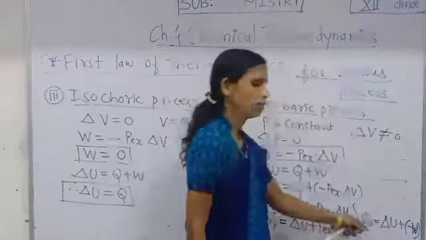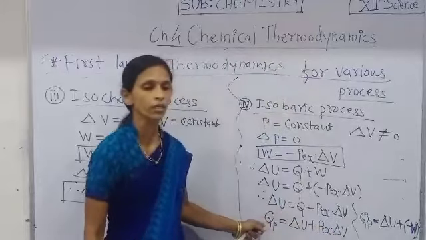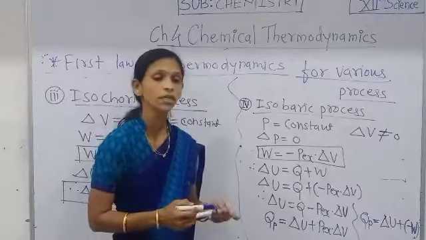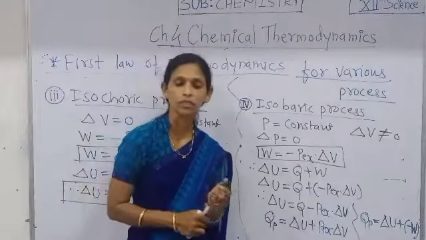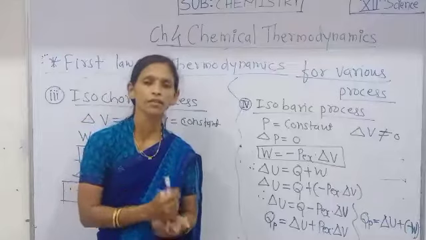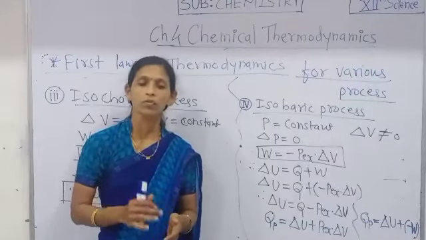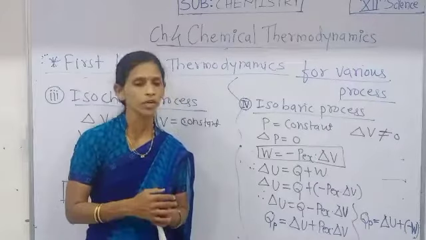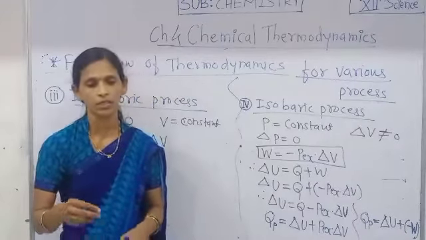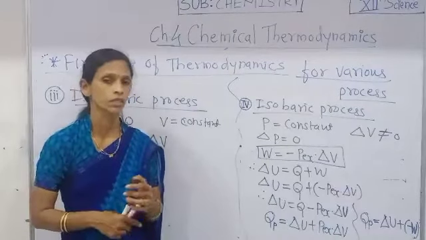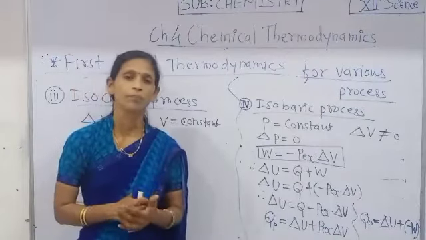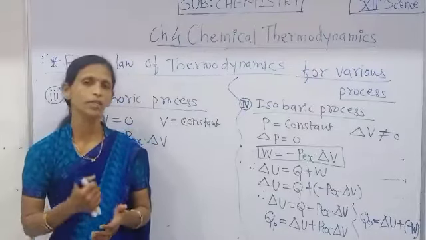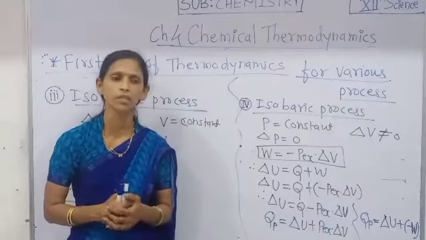That is the equation which is obtained in the different types of process considering the first law of thermodynamics, that is about the internal energy as well as the first law of thermodynamics in various processes. Then we will study a few more concepts related to chemical thermodynamics in the next lecture. Thank you.